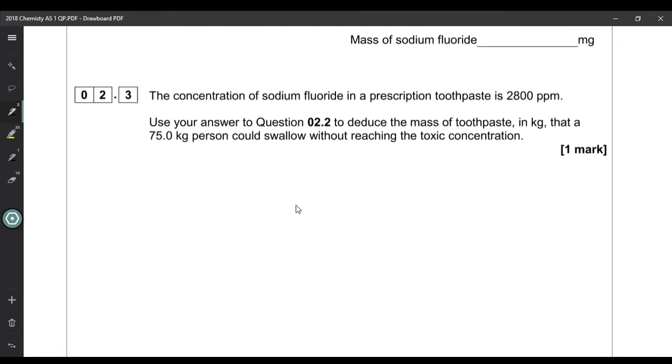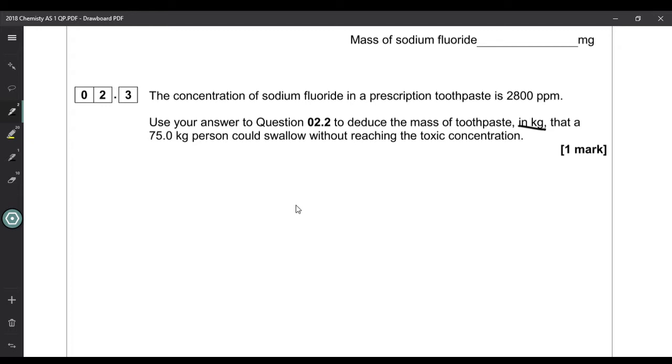Question 3, it says the concentration of sodium fluoride in a prescription toothpaste is 2800 parts per million. Use our answer to the previous part to deduce the mass of toothpaste in kilograms that a 75 kilogram person could swallow without reaching the toxic concentration. So we know that the maximum that they can have in parts per million in the last question was 2,390. Now obviously this is much more than that.